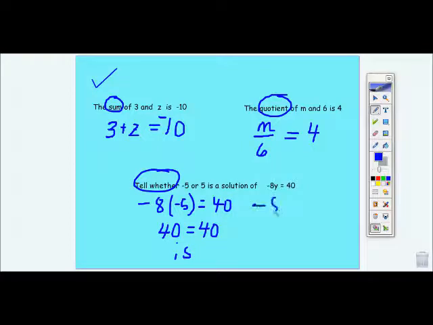I'm going to try the next one, -8, and this time I'm substituting in 5. Does that equal 40? A negative times a positive is going to give me a negative, and -40 does not equal 40. So this is not a solution, or you can just leave it as the equal sign with the diagonal. It is not true.